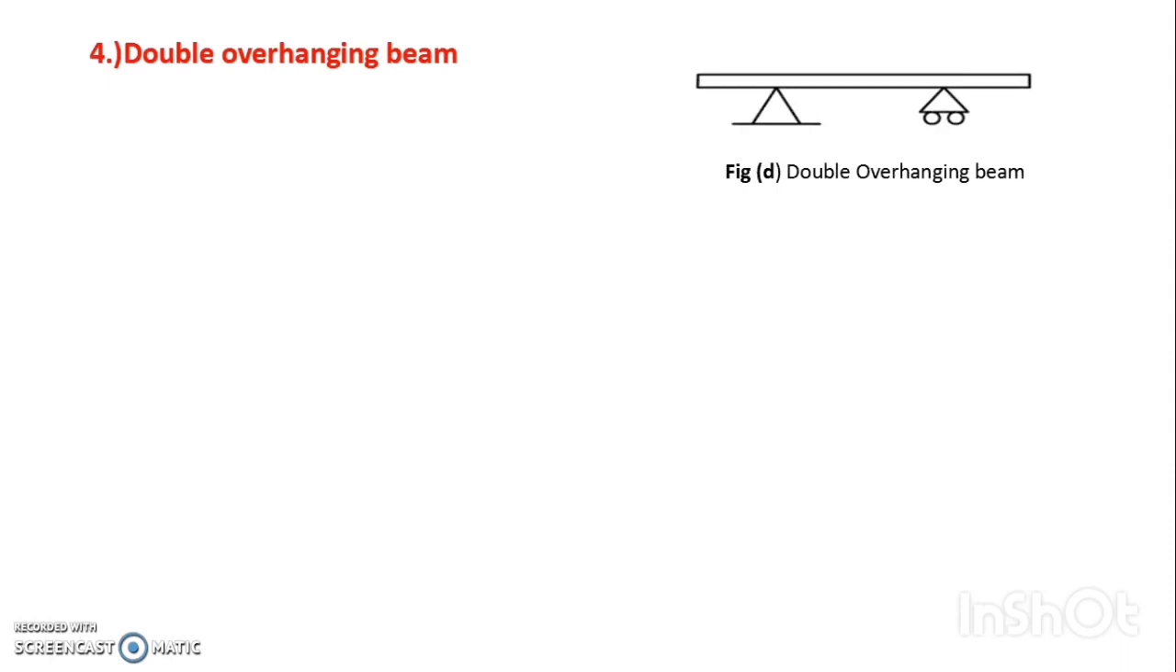Next, we'll see the double overhanging beam. A double overhanging beam is also a simply supported beam where the extension is beyond both ends of the support. We can see that after the pinned end the beam is projecting, and after the roller support also the beam is extending.